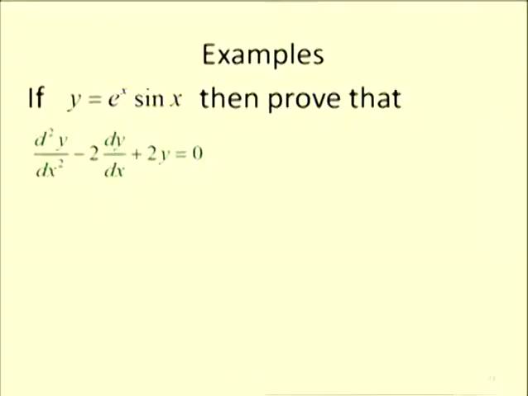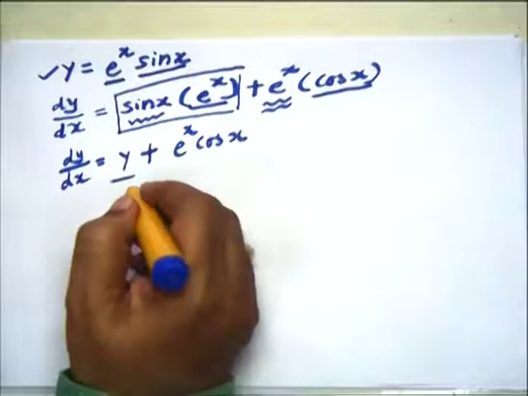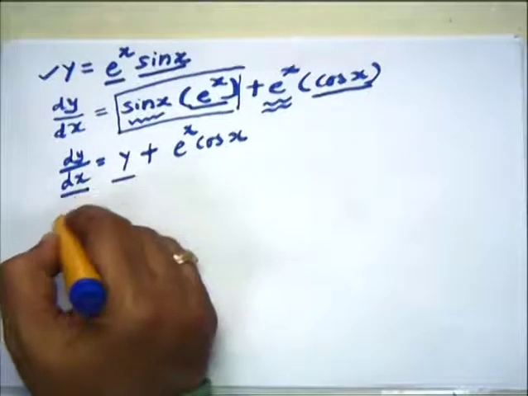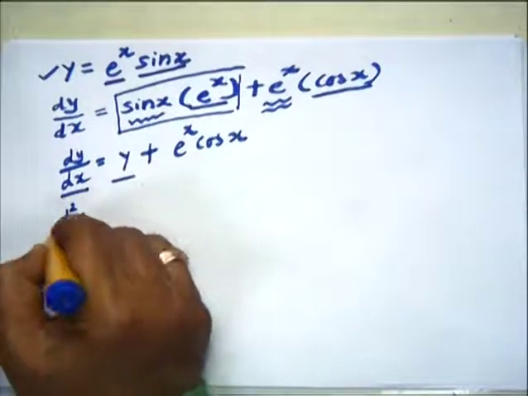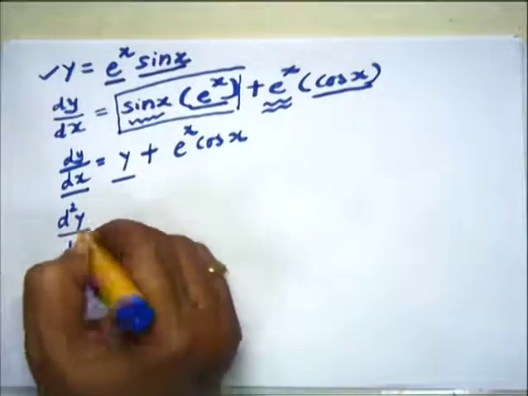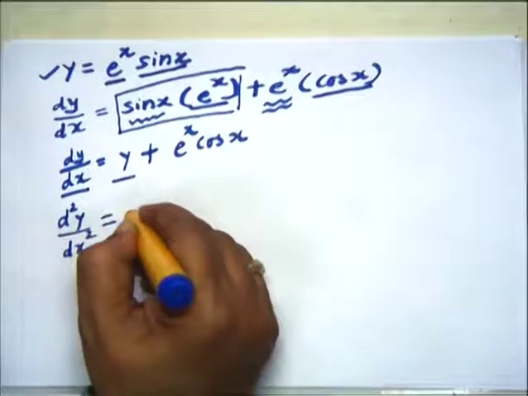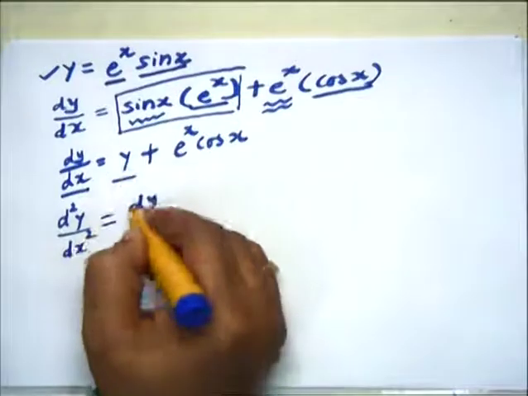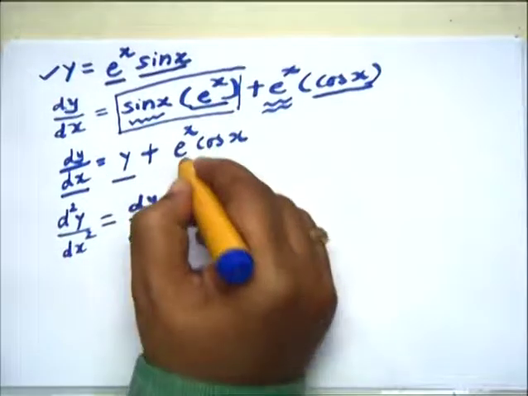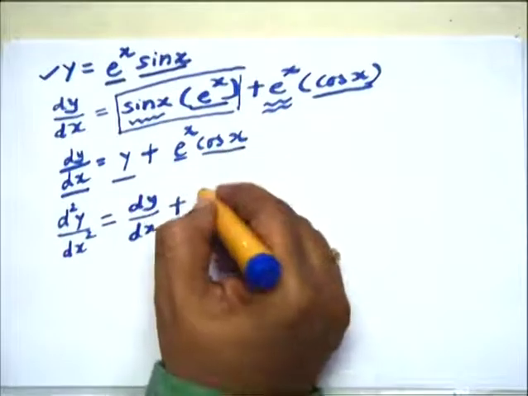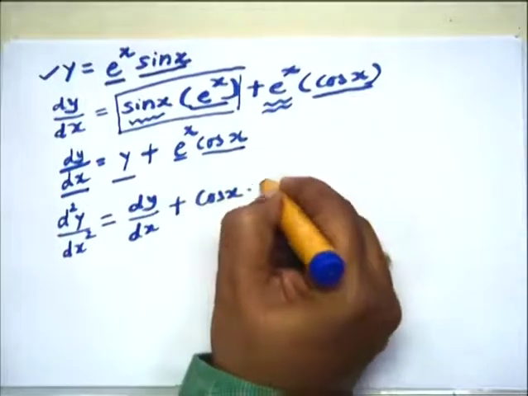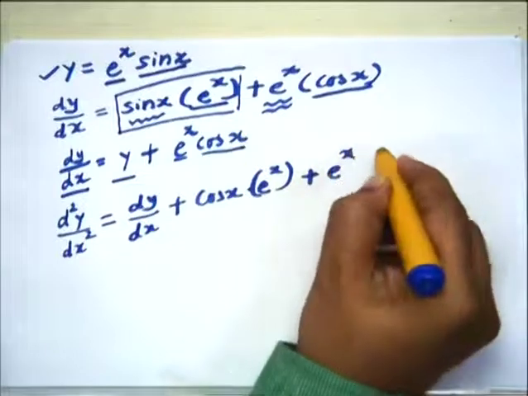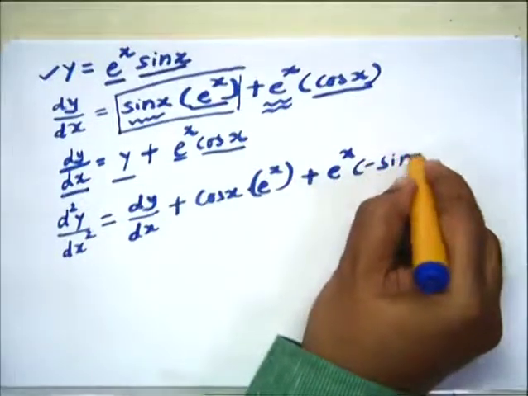Now what exactly will we do? We'll differentiate this equation once again with respect to x. So derivative of dy by dx with respect to x gives second order derivative, that is d2y by dx2, which is equal to the derivative of y with respect to x. Again we have product of two functions. We keep cos x as it is, into derivative of e raised to x, which is e raised to x, plus e raised to x as it is, into derivative of cos x, which is minus sin x.